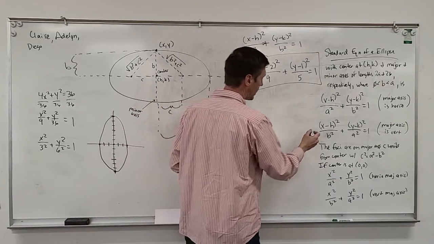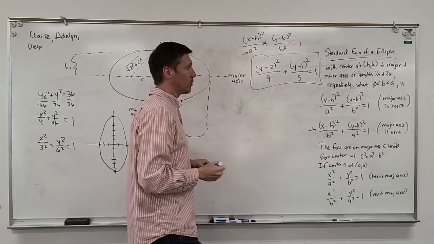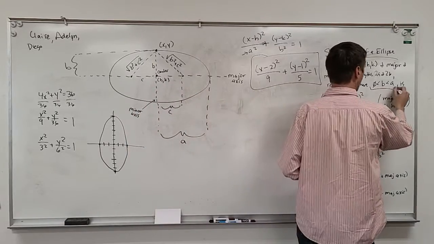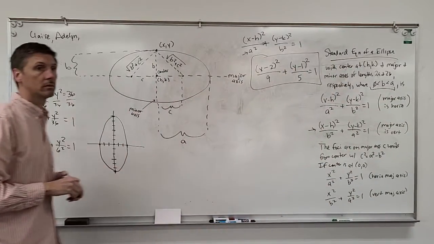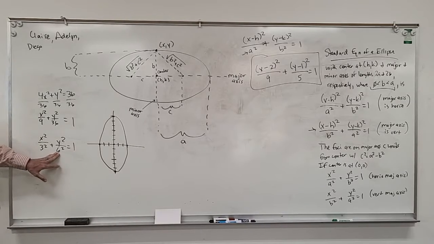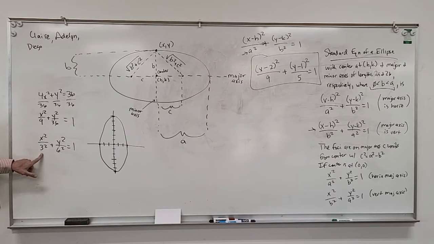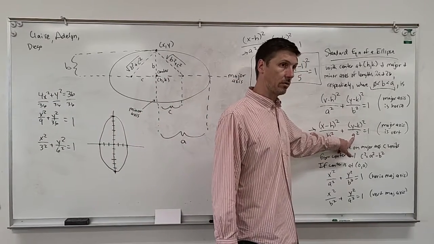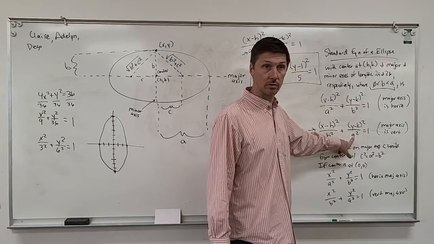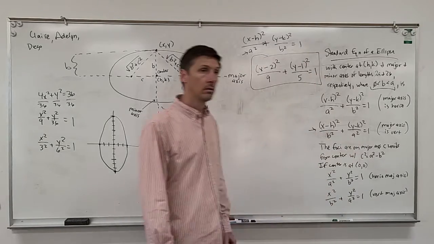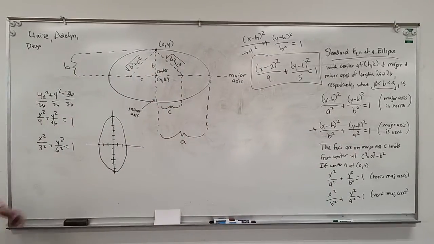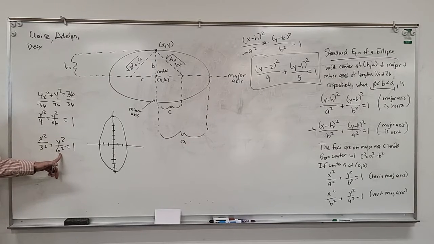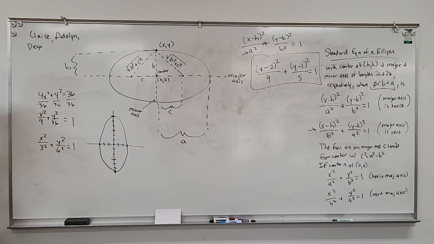What does it say right here? A has to always be bigger than B, right? So our A in this one has to be the 6, and our B has to be the 3. And if A is under the y, like in this one here, then we have to have a vertical major axis, right? How do you know that A is under y? Because of this right here. The bigger number is the A. The 6 is the A.